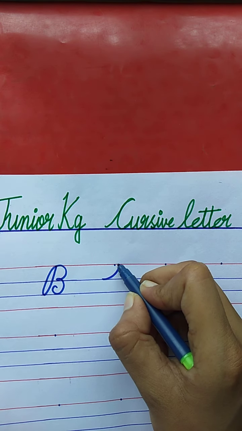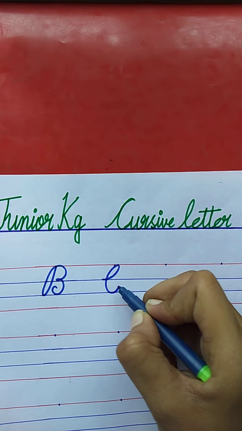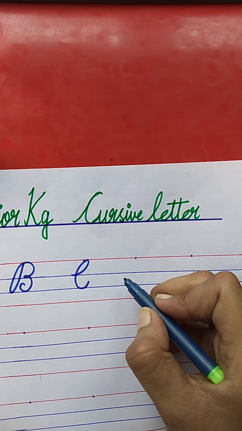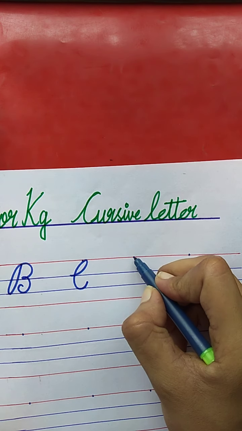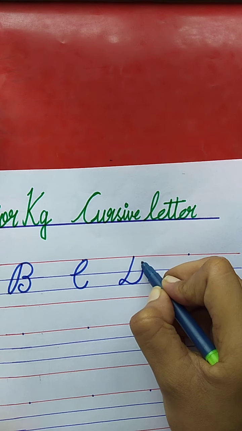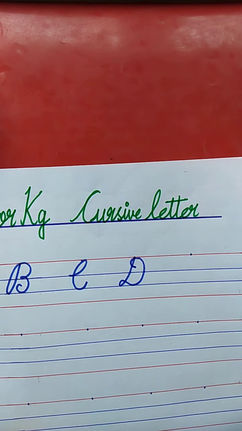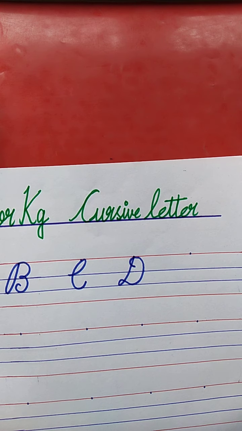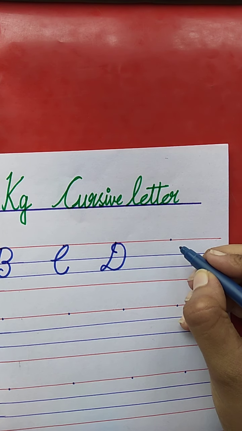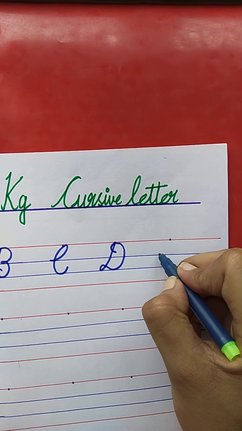Now tell me the next letter. C. Curve, semicircle and stop here. C for cat. C-A-T, cat. Now the next letter is D. Slanting line, loop, semicircle and stop here. D. D for duck. D-U-C-K, duck. Now the next letter is E.